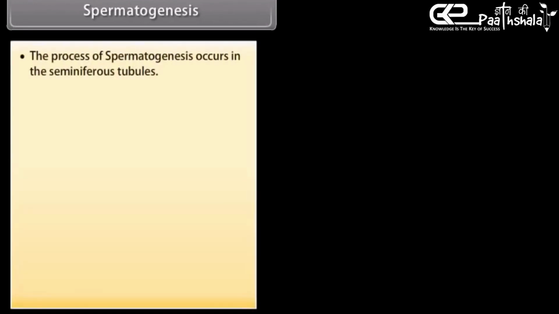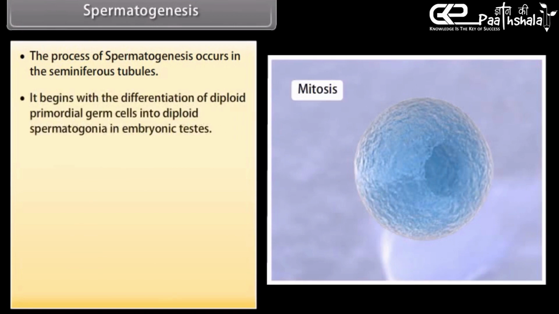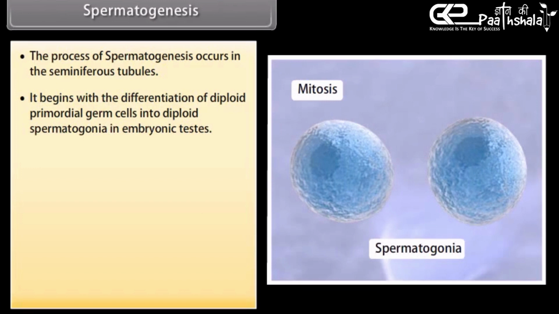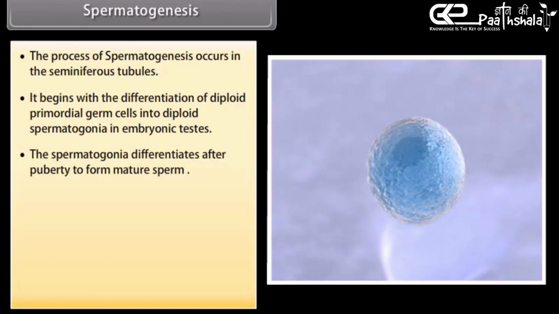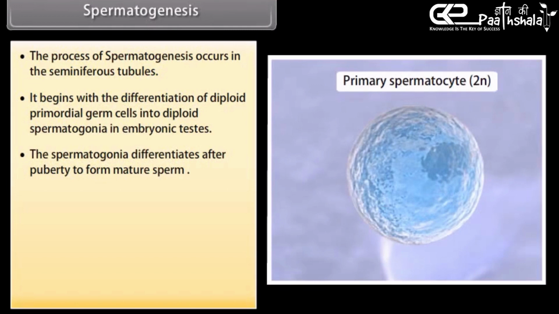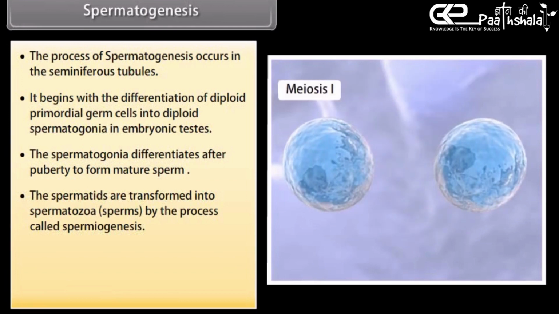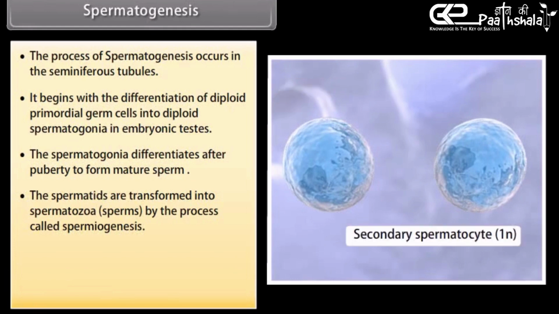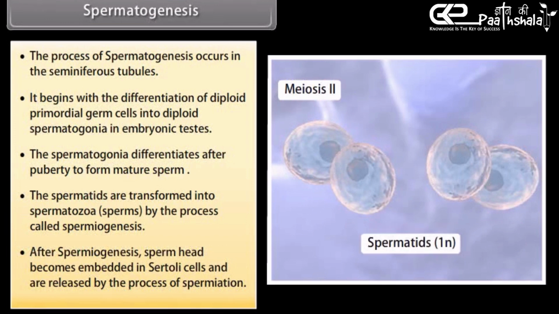Spermatogenesis. The process of spermatogenesis occurs in the seminiferous tubules. It begins with the differentiation of diploid primordial germ cells into diploid spermatogonia in embryonic testes. The spermatogonia differentiates after puberty to form mature sperm as shown in the following diagram. The spermatids are transformed into spermatozoa or sperms by the process called spermiogenesis. After spermiogenesis, sperm heads become embedded in Sertoli cells and are released by the process of spermiation.